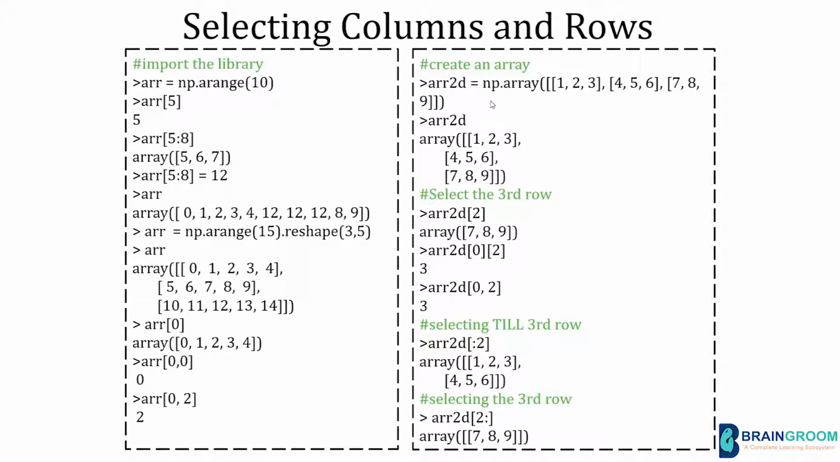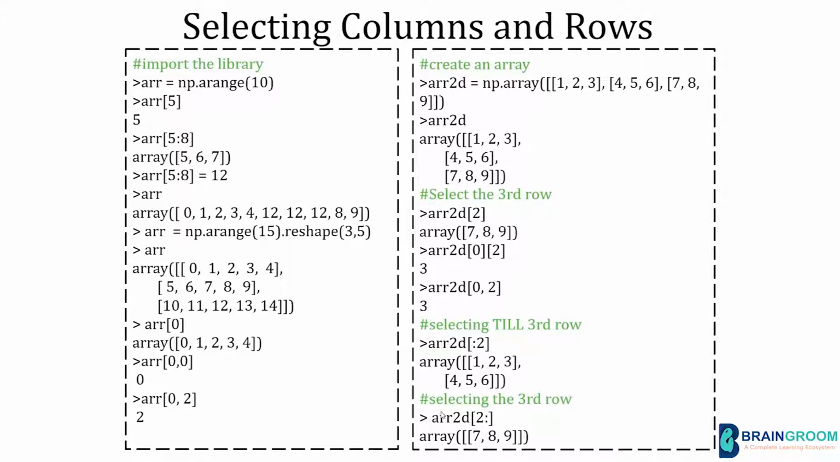Here I created one array and I am printing whatever I created with np.array. If I want to print only a specific row, array2d of 2 prints the third row. 2 means the third row, 1 means the second row, 0 means the first row. It starts with 0 because it is Python. Specific rows and specific columns we can print.